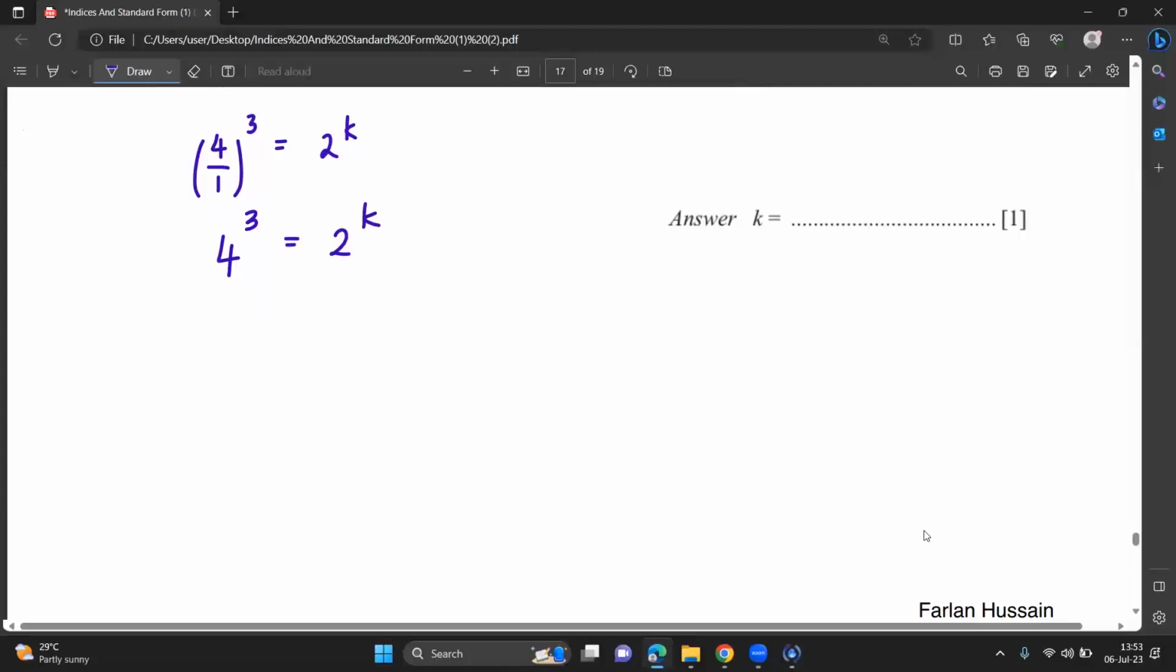Can we compare both the sides? I have to change the 4 to a base of 2. Change it to 2 squared. Done. 2 into 3 is. Now what is k?